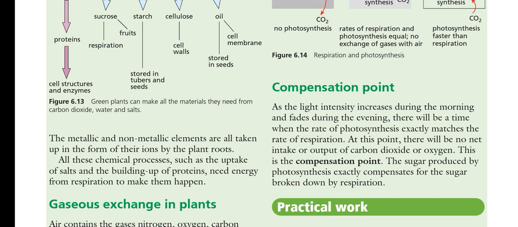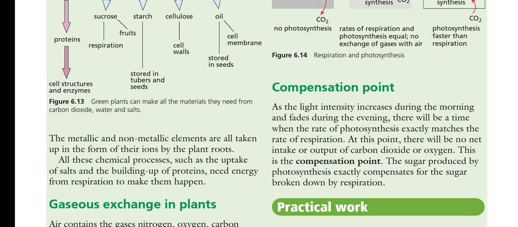So at these times, the rate of photosynthesis and the rate of respiration are ideally equal, and there is no net gas exchange between the environment and the plant. So this point is called the compensation point, when the rate of photosynthesis and rate of respiration become equal, with no gas exchange at dawn and dusk. So this is all about the compensation point.